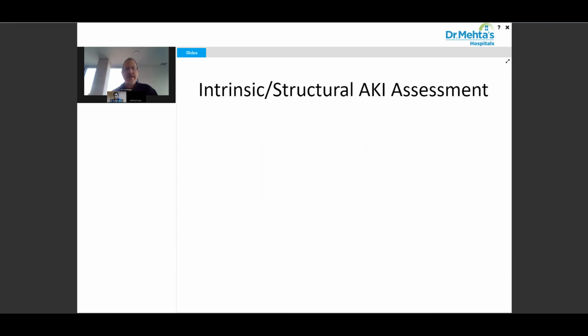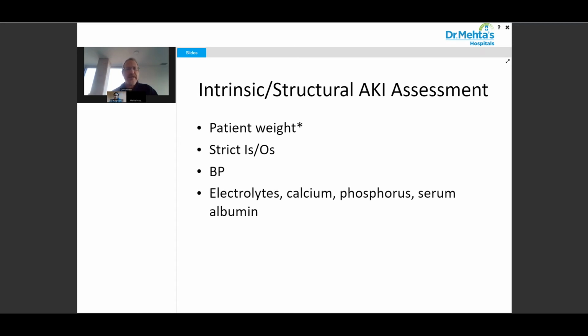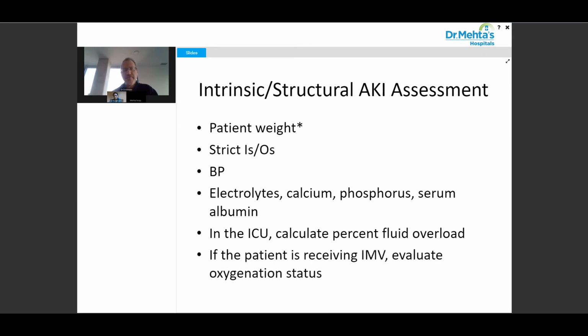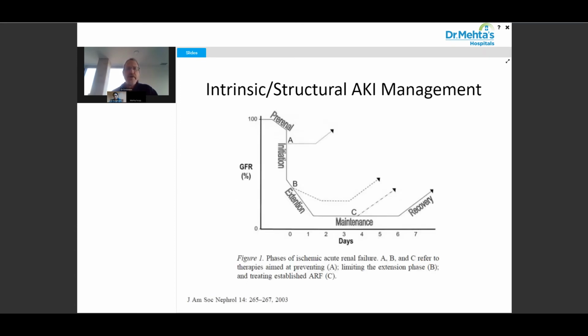So what about structural AKI assessment? Get a patient weight, strict I's and O's, blood pressure, electrolytes, calcium, phosphorus, serum albumin. In the ICU, calculate percent fluid overload. And if the patient is receiving invasive mechanical ventilation, then please evaluate oxygenation status. And then think about where you are in the phases of acute kidney injury to determine what your management should be. If you're in the early phases in the functional pathway, then determine if you need to fluid restrict or give. In the extension phase, are there things you can remove? In the maintenance phase, do you need to think about renal replacement therapy?